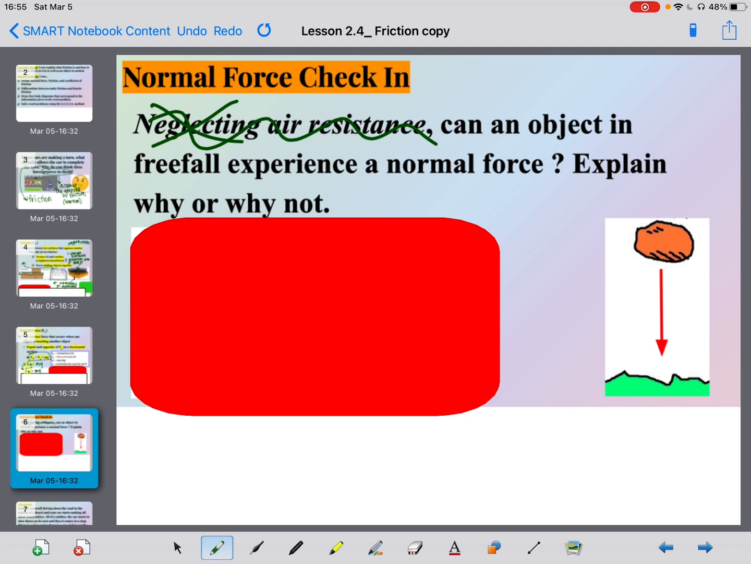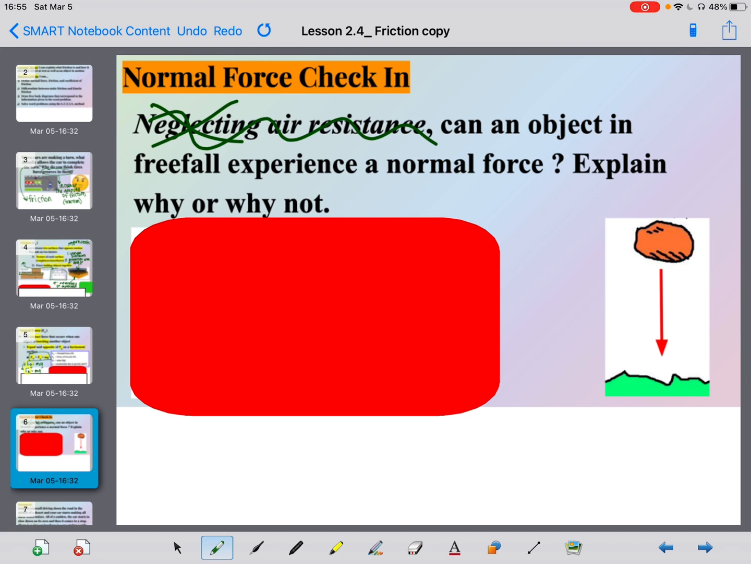When it touches the ground, it is not in free fall. So that means that free fall is when it is airborne: from the moment it is released to the moment before it hits the ground. That is what it means for an object to be in free fall. So again, this question is saying if we neglect air resistance, if we don't assume that it's involved, can there be a normal force?